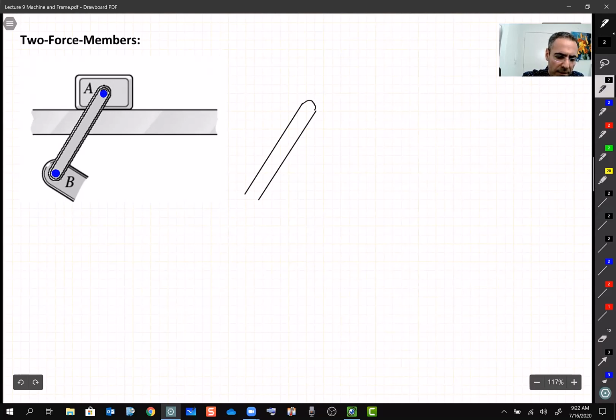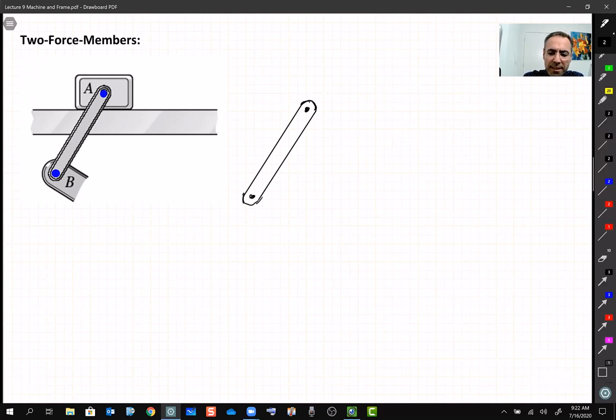And this link over here, and okay, so this is B and this is A. So we learned that a pin or a joint connection has two reactions, AX and AY, right? And we are allowed to choose the direction as we want.